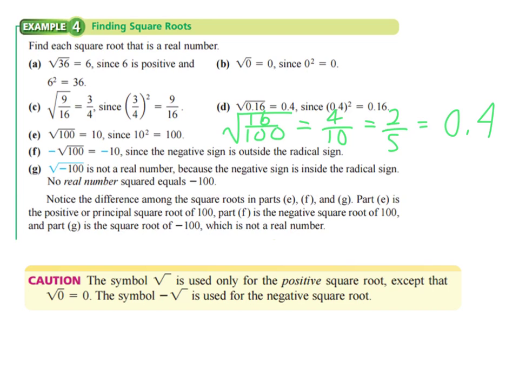Looking at the next one, the square root of 100 is 10, and kind of a series here that we're going to build off of. And then if we have the negative in front of the square root, then we square root the 100, get 10, but the negative stays there, so negative 10. But if you try to square root a negative 100, that is not a real number because the negative sign is inside the radical sign. And so just contrasting those three can show you the difference with those negatives.